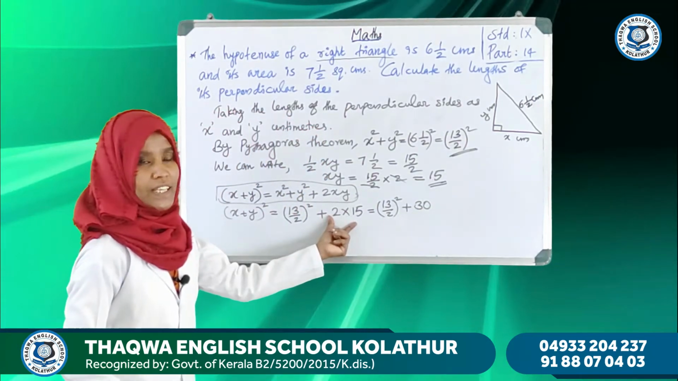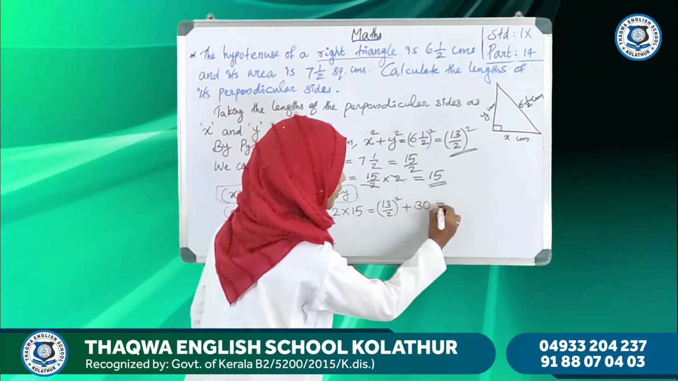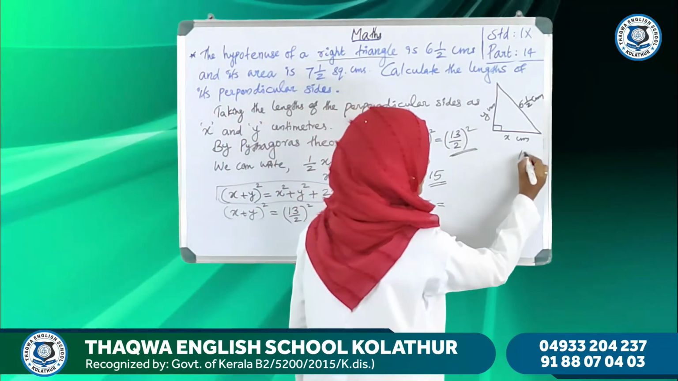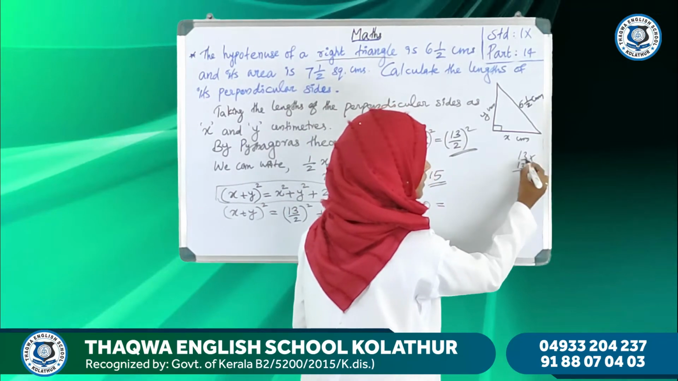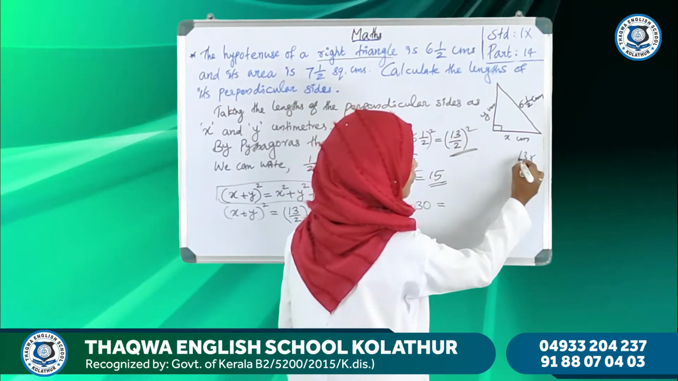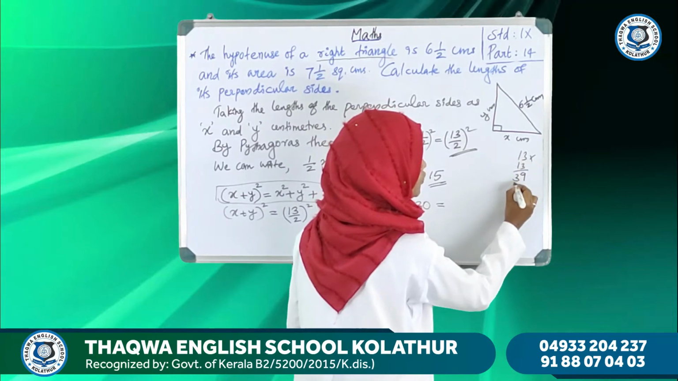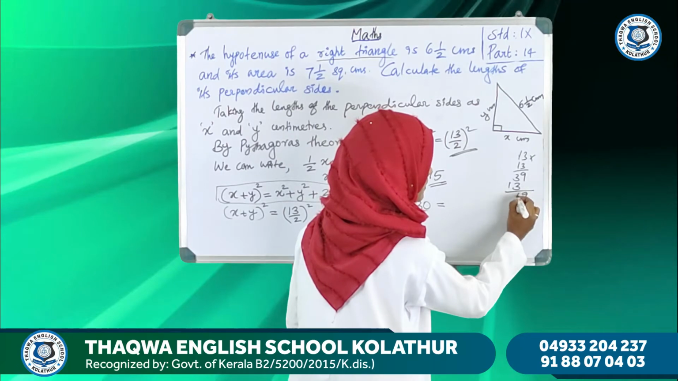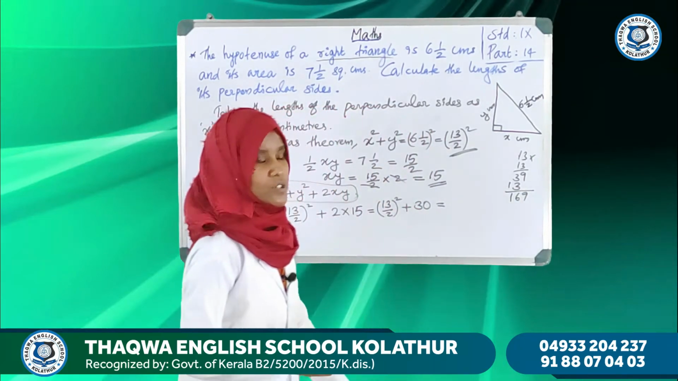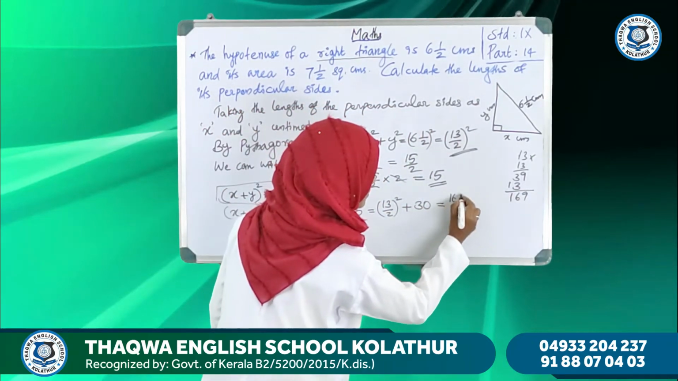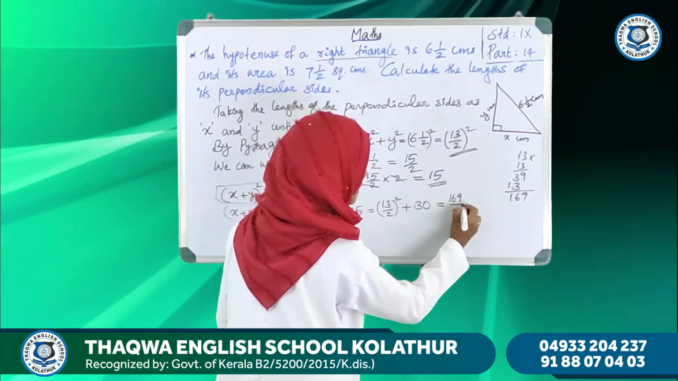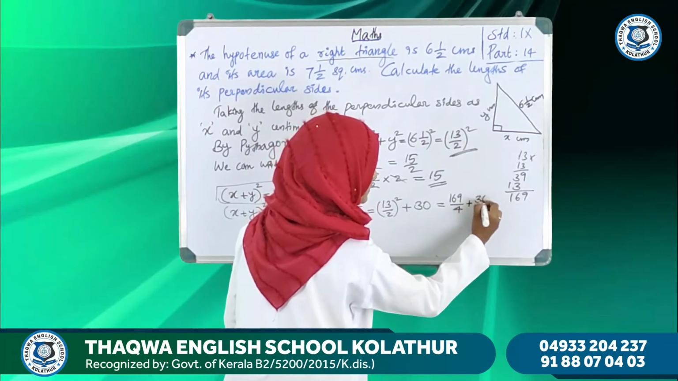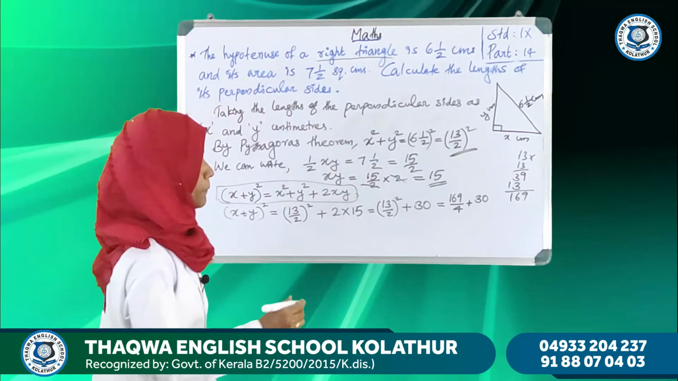2 into 15, 30. Now can you say 13 square? 13 into 13, 3 into 3, 9, 1 into 3, 3, again 1 into 3, 3, 1 into 1, 1, 9, 6, 1. So 169 by 2 square, 4 plus 30.